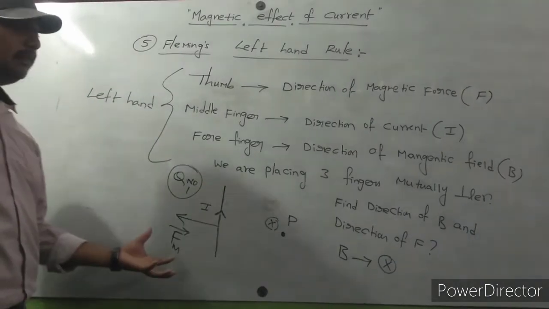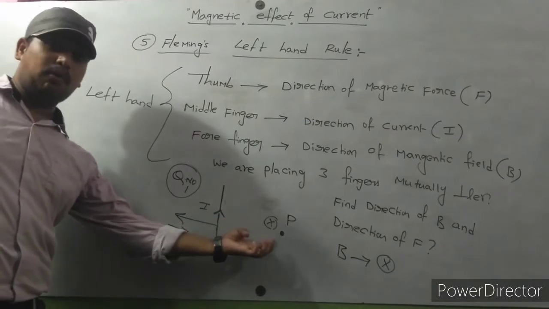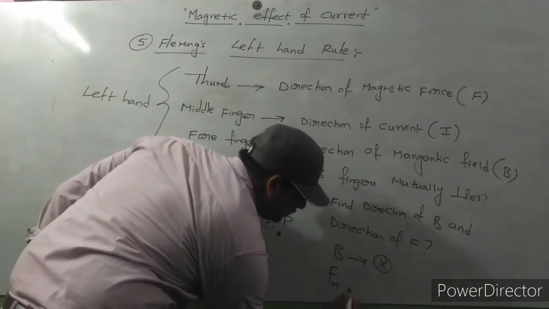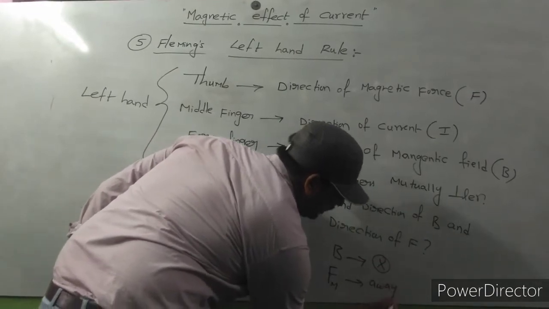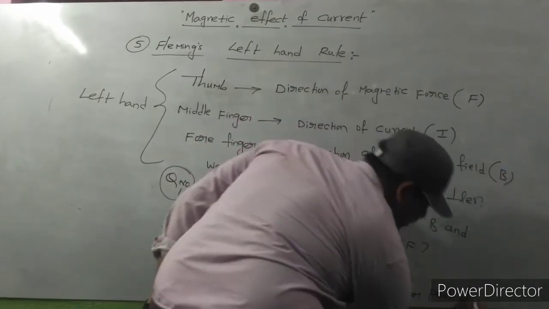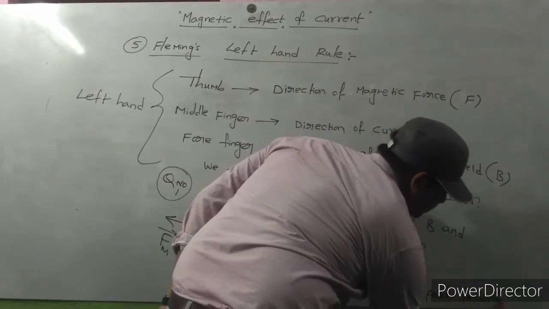That means magnetic force direction is away from the point, towards the conductor. Magnetic force direction is away from the point towards the conductor.